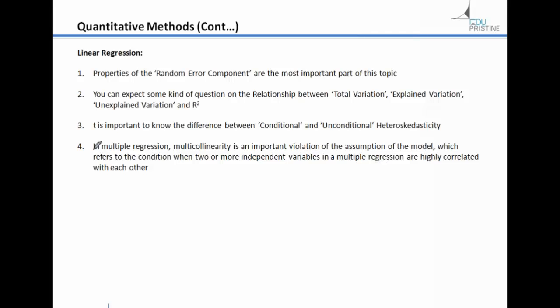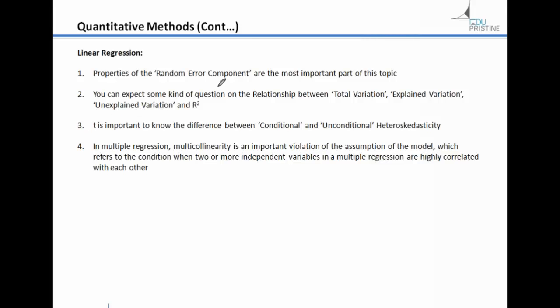The expected value of the error term is 0. This is very important to keep in mind. The variance of the error term is constant. When it is not, there is heteroscedasticity. There's no correlation between two error observations, and the error term is normally distributed. Keep these properties in mind. These are very important, and you will be tested on this somewhere in the Quant section.